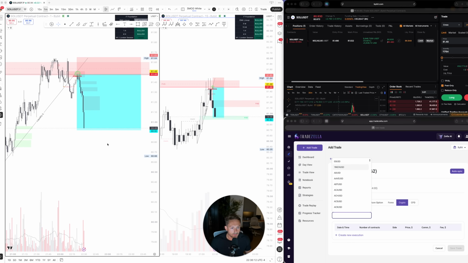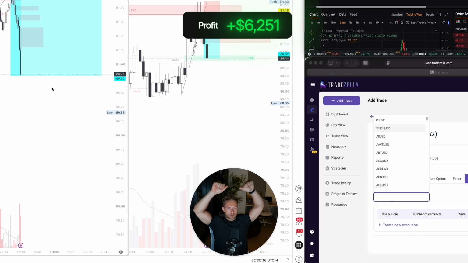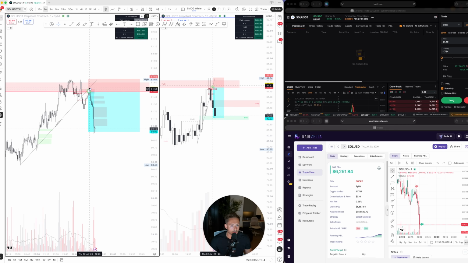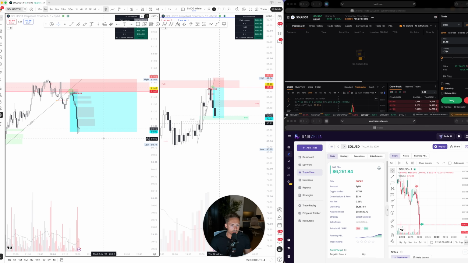Smash it. Smash it. Smash it. That's how we do it. Can't help but be a little happy with that. Come on. Okay, so we did end up sweeping that level, getting the rejection, and then I was able to pick that perfect area, which is great.